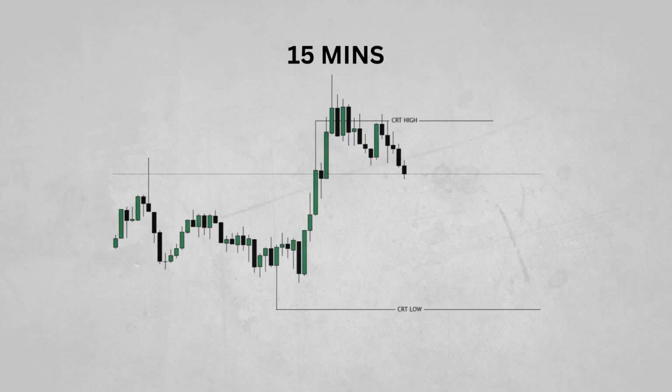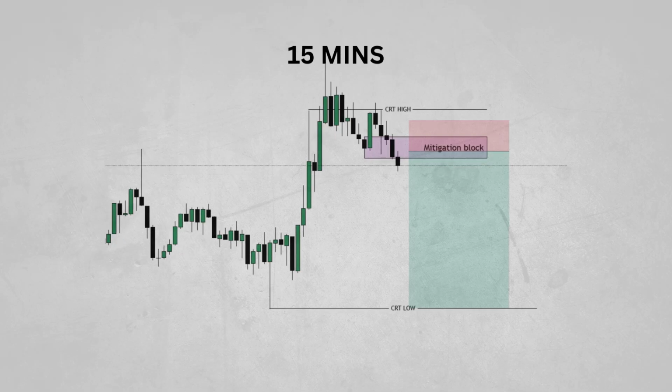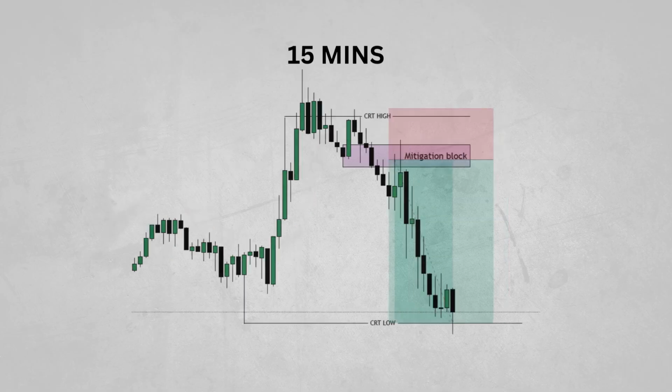And here we can see a mitigation block as well as a fair value gap. The setup is simple. Enter at the fair value gap. Place your stop loss just above the swing high and set your target at the CRT low. And as you can see, price moved beautifully right into the CRT low.